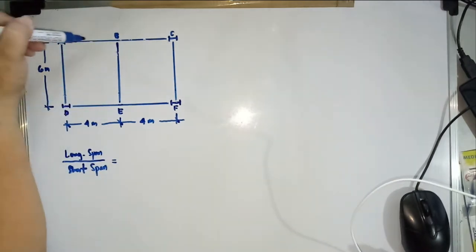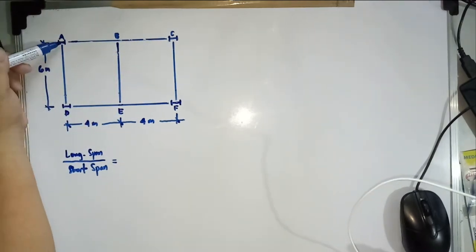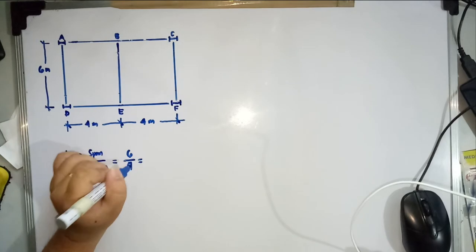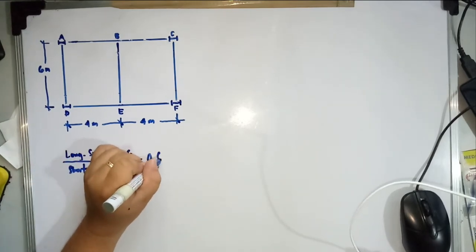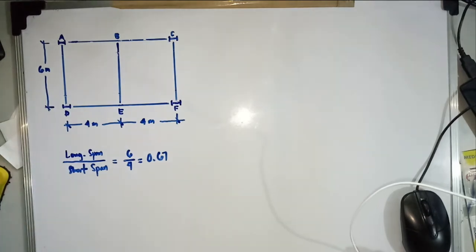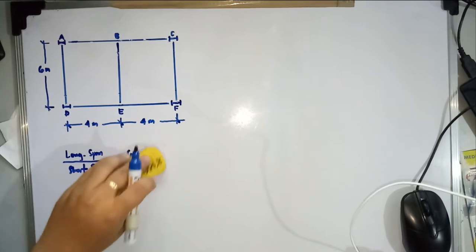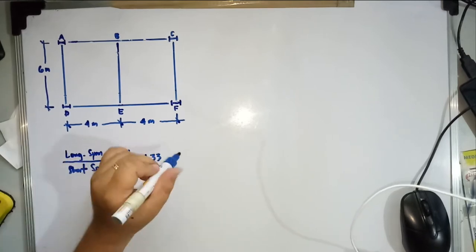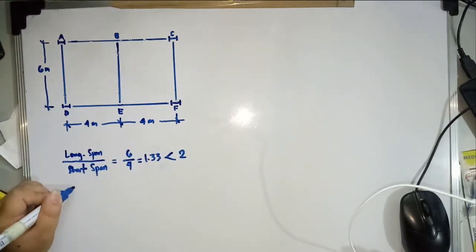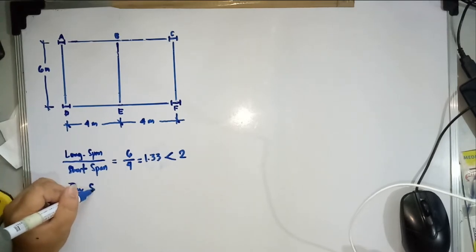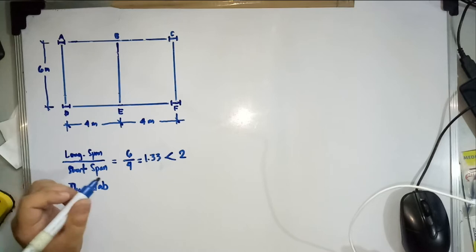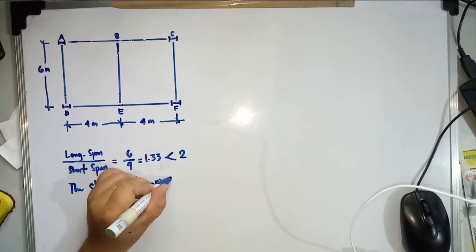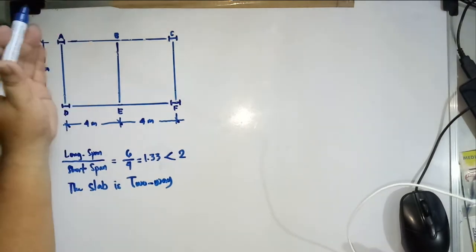There are two slabs here, and they are symmetrical, so we resolve one. The longer span is 6 over 4, which is equal to 1.5. Sorry, 6 over 4 is 1.5, which is less than 2. So therefore, the slab is two-way.